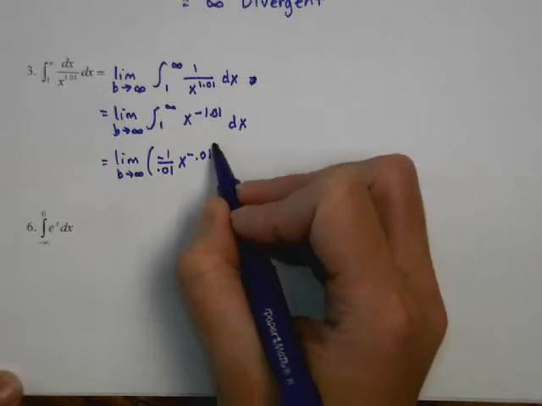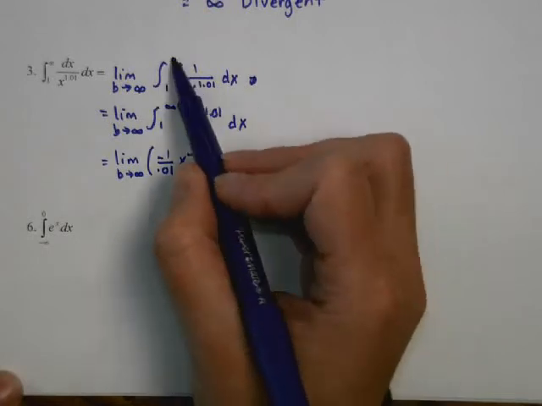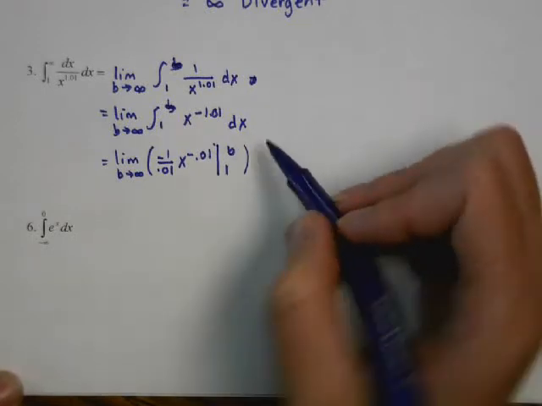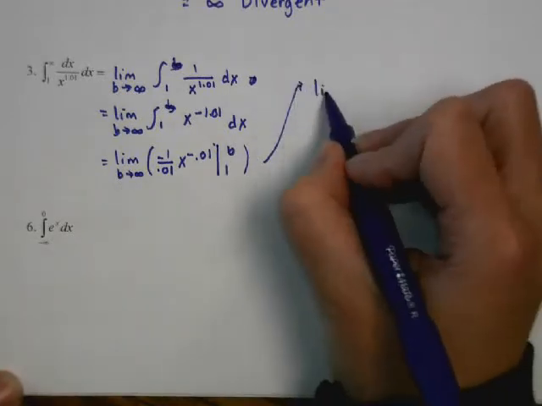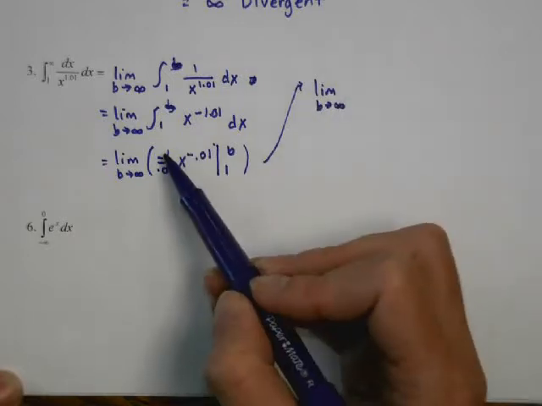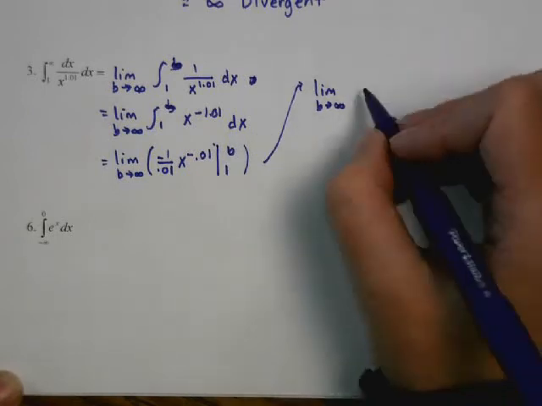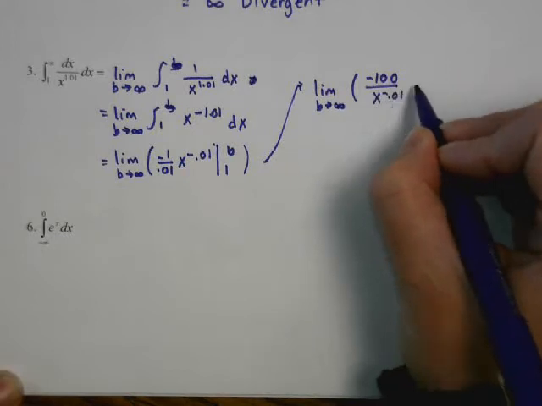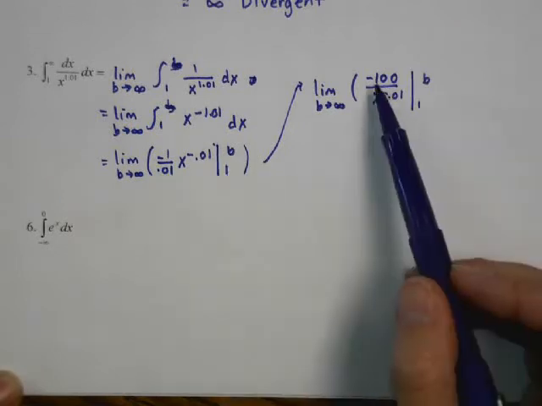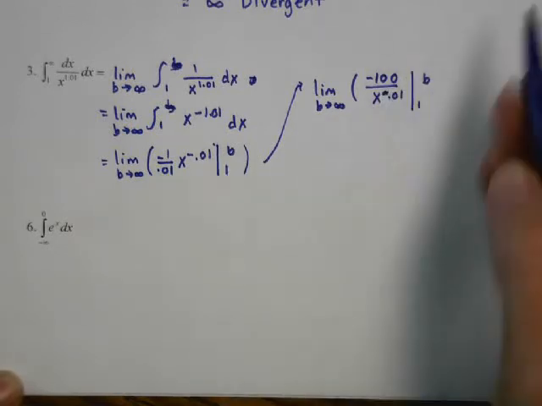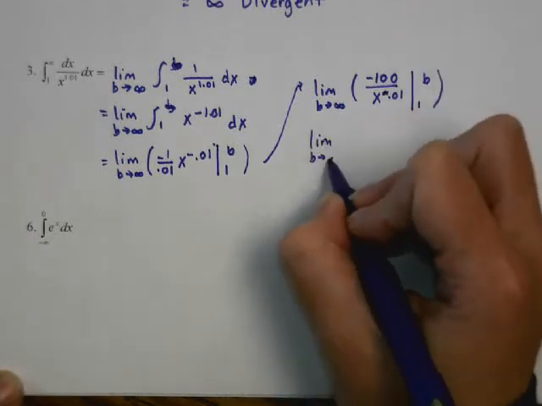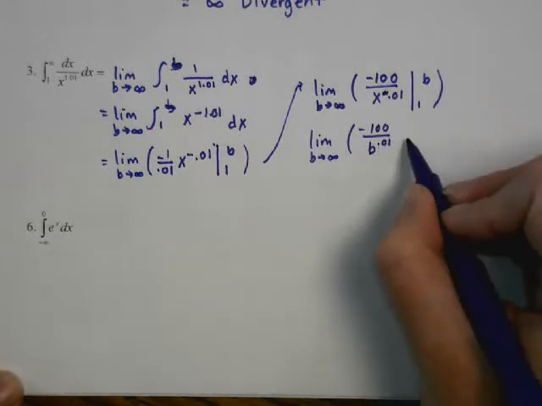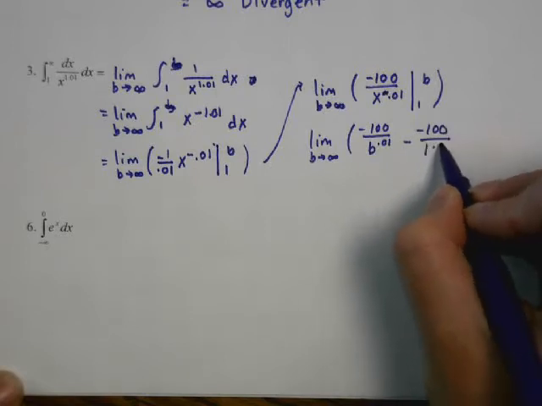We're going to evaluate this from, sorry, I forgot to make this b, 1 to b. Okay. Well, 1 over 0.01 is really negative 100, and then I'm going to rewrite this back in the denominator. Okay, so negative 1 over 0.01 is 100, and then we have this in the denominator. This is not there anymore. So this is going to be the limit as b goes to infinity of negative 100 over b to the 0.01 minus negative 100 over 1 to the 0.01.